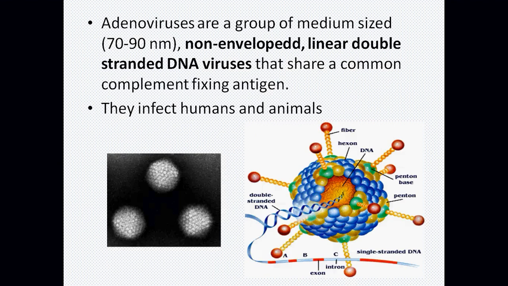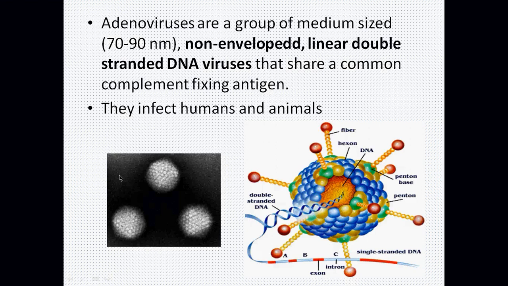The family adenoviruses contains groups of viruses having a medium size of around 70 to 90 nanometers, non-enveloped viruses, with linear double-stranded DNA. Okay, so linear double-stranded DNA viruses. These are the common properties of any adenoviruses.